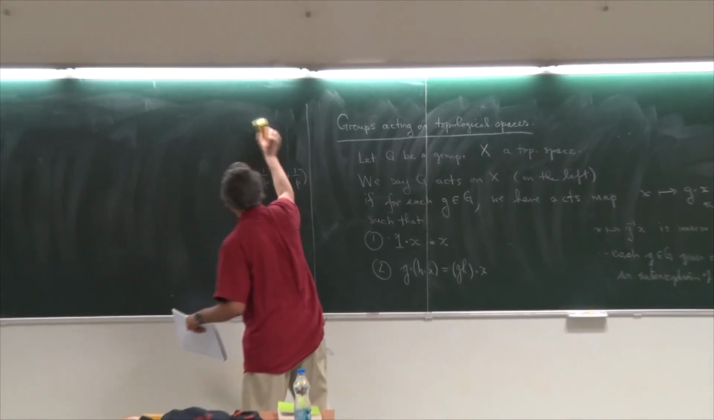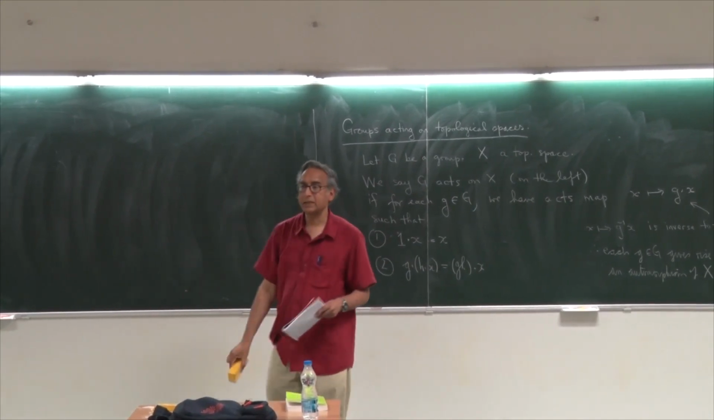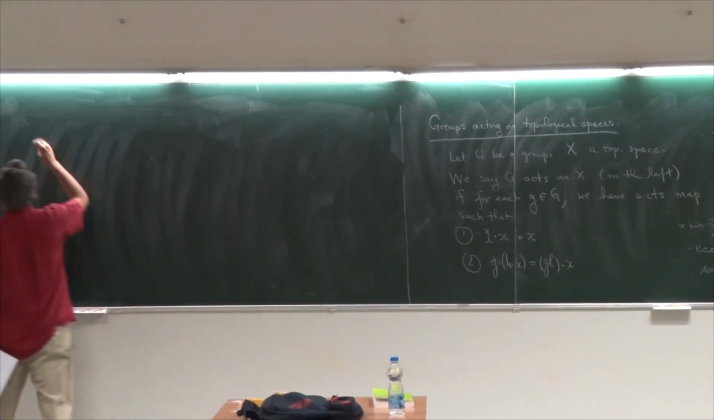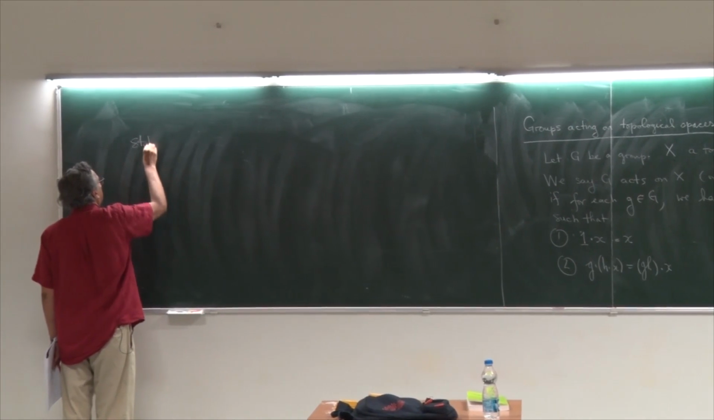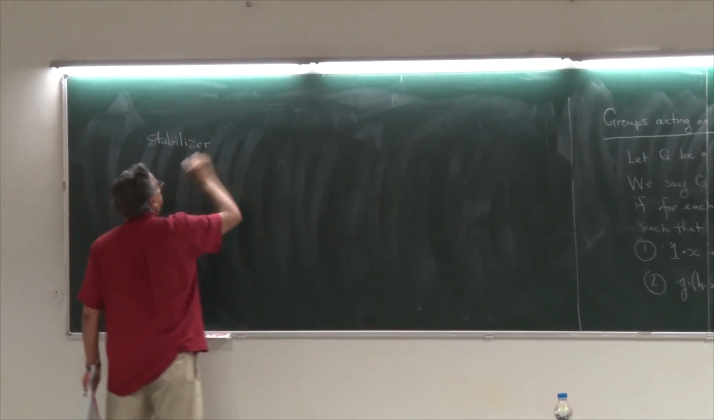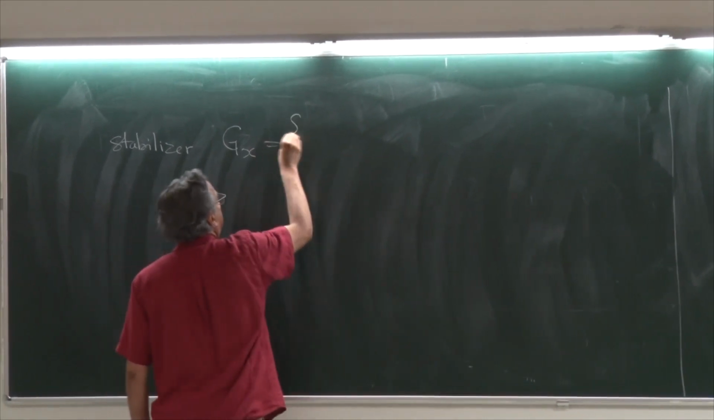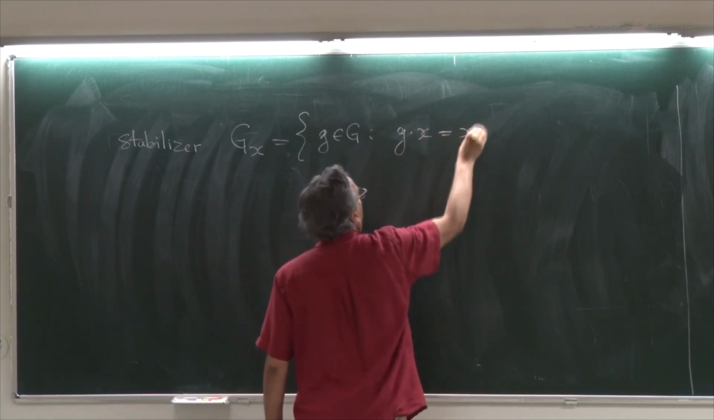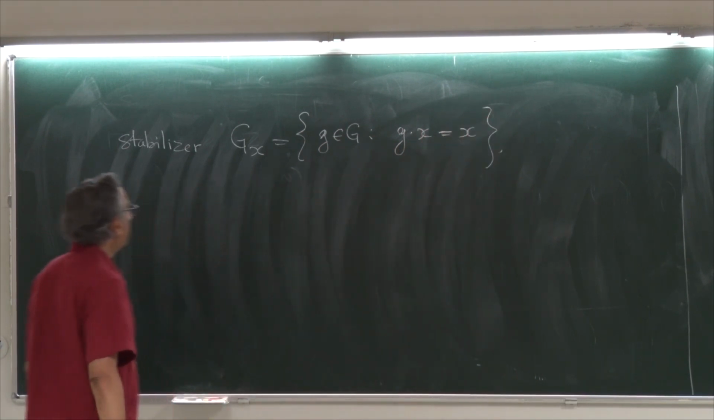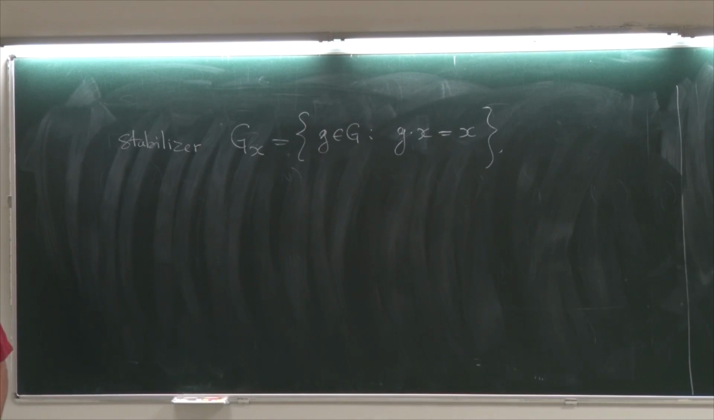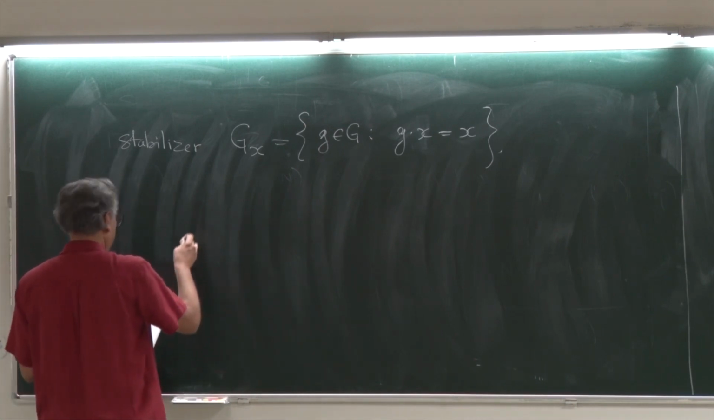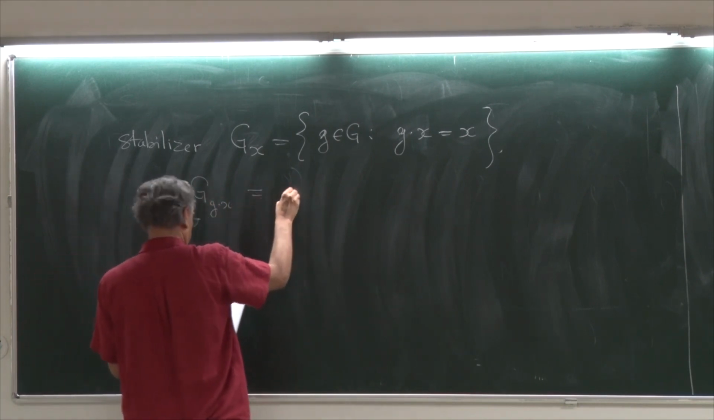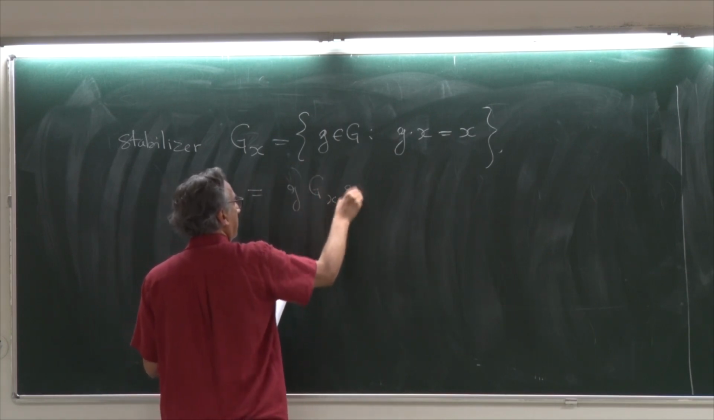But you may not have seen groups acting on topological spaces, and that's probably the new part of this exposition. So you have the familiar notion of stabilizers. The collection of group elements that fix x is the stabilizer. And a small exercise: the stabilizer of gx, for G acting on X, is equal to g times the stabilizer of x times g inverse.